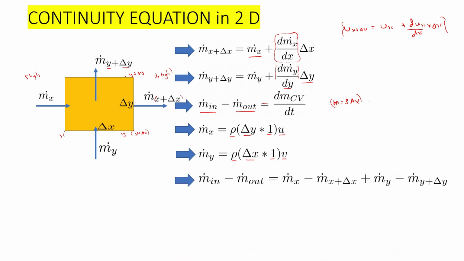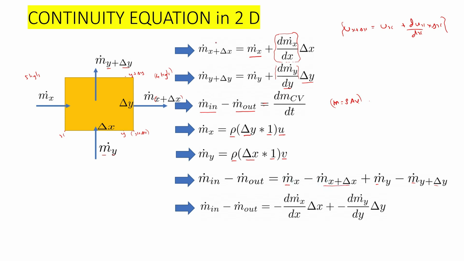So you can write m dot in minus m dot out. So what is m dot in? That is equal to m dot x minus m dot x plus delta x, plus m dot y minus m dot y plus delta y. That is total mass entering minus total mass leaving. So now we can write m dot in minus m dot out is equal to, see, what is m dot x minus m dot x plus delta x.